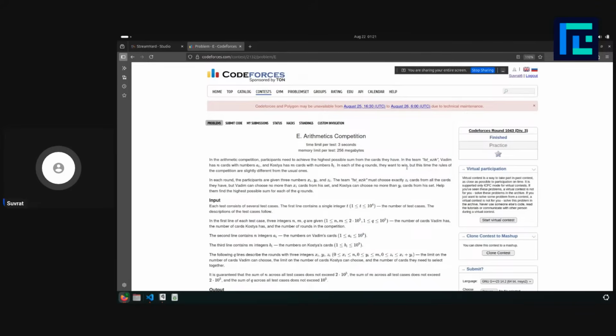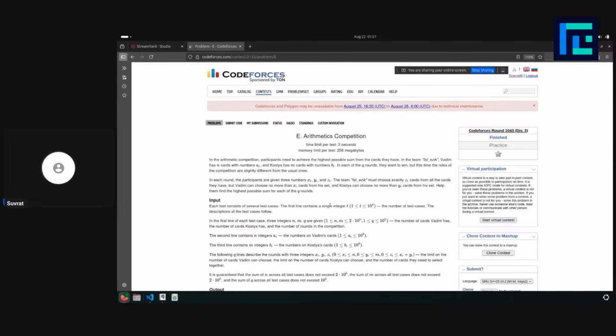In each round, the participants are given three numbers X, Y, and Z. The team must choose exactly Z cards from all the cards they have, but Vadim can choose no more than X cards from his set, and Kostya can choose no more than Y cards from his set. Help them find the highest possible sum for each of the Q rounds.